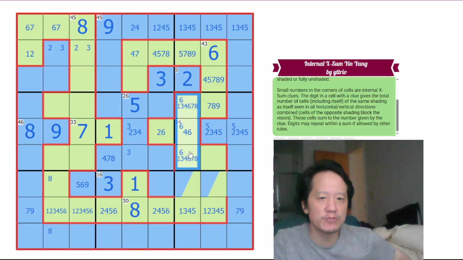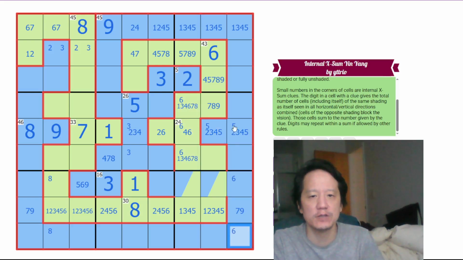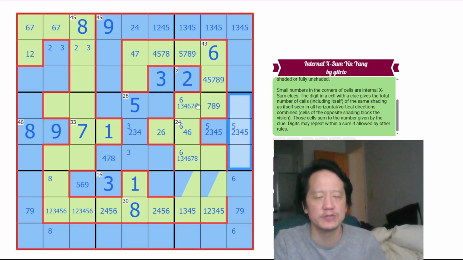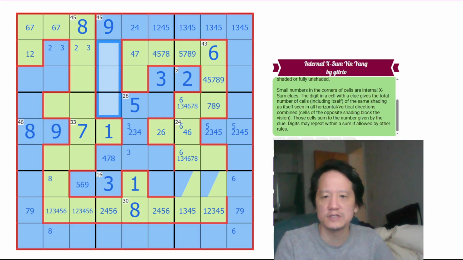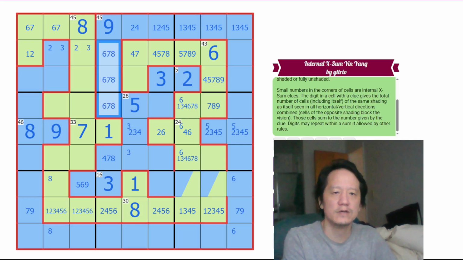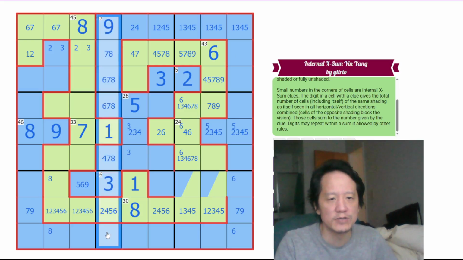So 6 has to be one of these 3s. Therefore, 6 in column 9 must be one of these 2, because this can't be 6 because of 6 in the box. This 6 eliminates 6 here. 2 has to be one of these 2 here. Okay, this is 15. So we have 15 here. That means this has to add up to 30, to add up to 45. Therefore, this must be 6, 7, 8, 9. This 6, 7, 8, 9 eliminates 6, 7, 8, 9 in the rest of the column.